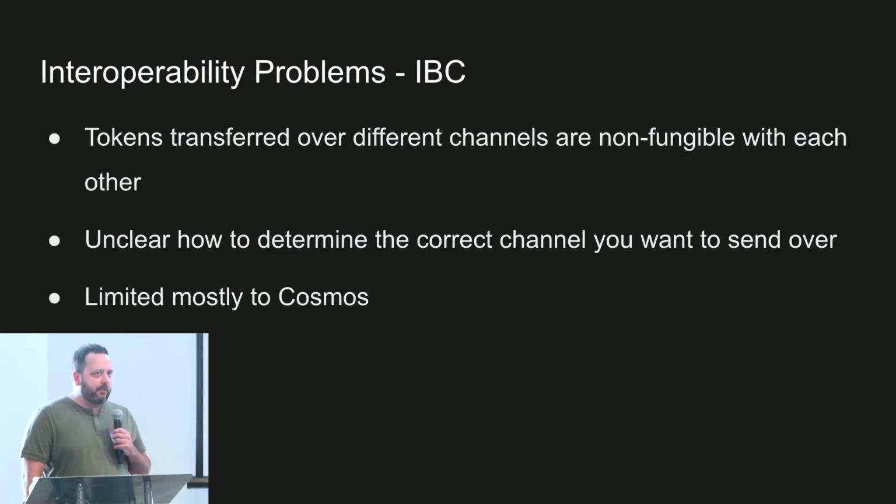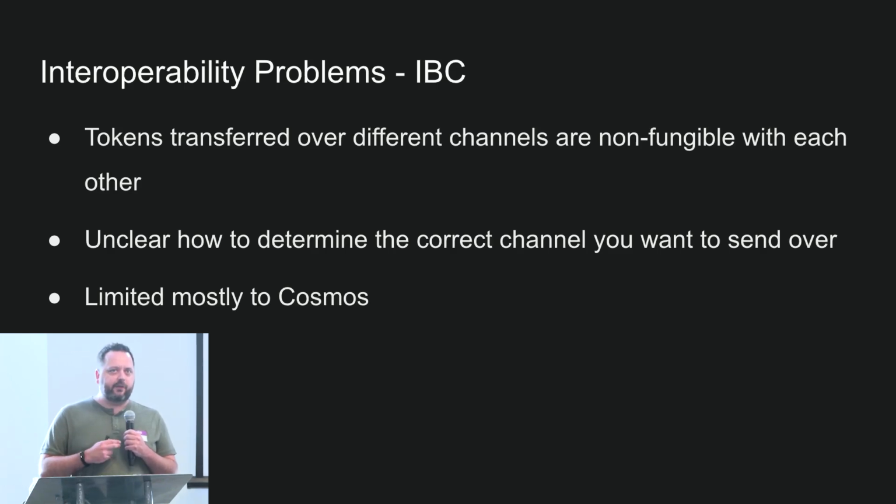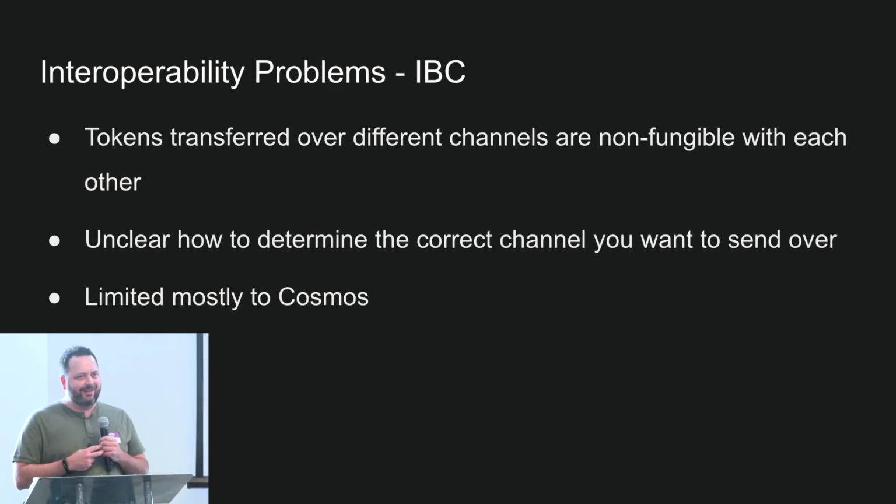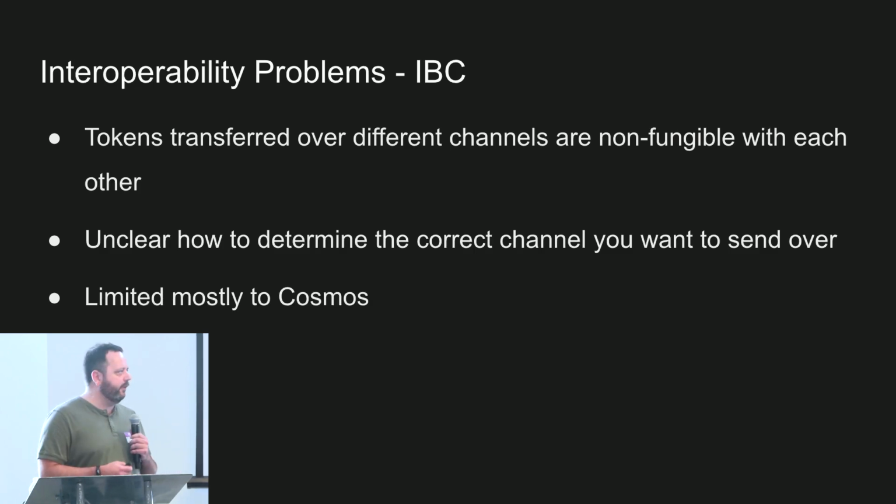So, interoperability problems with IBC. The first one is one of the details that most of us who use IBC don't even pay any attention to anymore: you're sending over a channel, and there are multiple channels, sometimes between the same exact chains, like between Cosmos Hub and Osmosis. If you send over the wrong channel, you basically just get a useless token. So there is a preferred channel, and that leads into the second problem: it's completely unclear how you would actually determine what that preferred channel is.